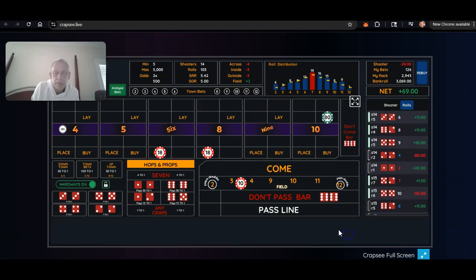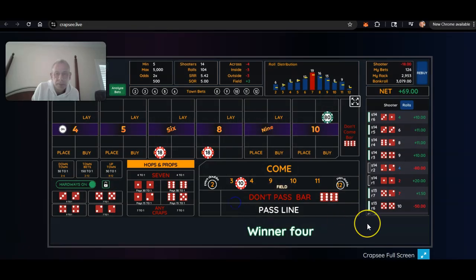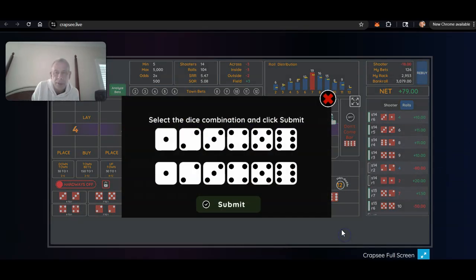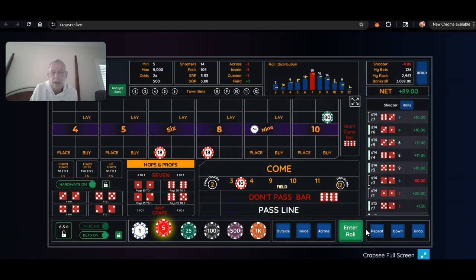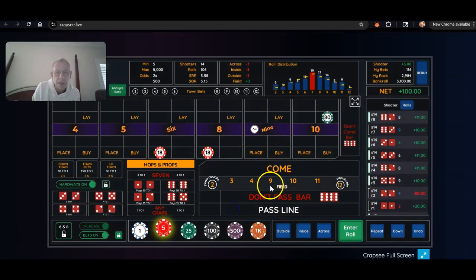3-1-4, which is good for us because we're going to get paid in the field. Winner 4. All right. That goes right into our kitty since we're not going up. I mean, we're not reducing with that money. 6-3-9. That's another field. Nina 9. Okay. We're back up to 89. 6-2-8. 8 easy. Replace the field. Oops.